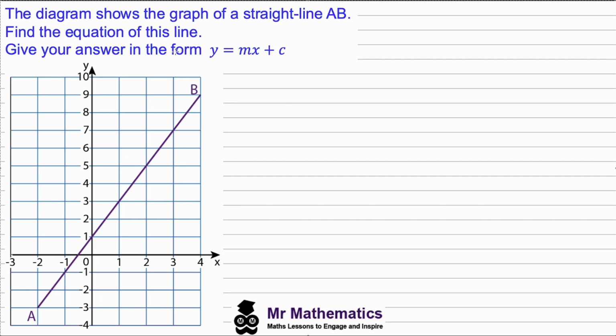So in our first example, we're told that the diagram shows a graph of a straight line AB, this purple line here, and we've been asked to find the equation of this line, giving our answer in the form of y equals mx plus c.